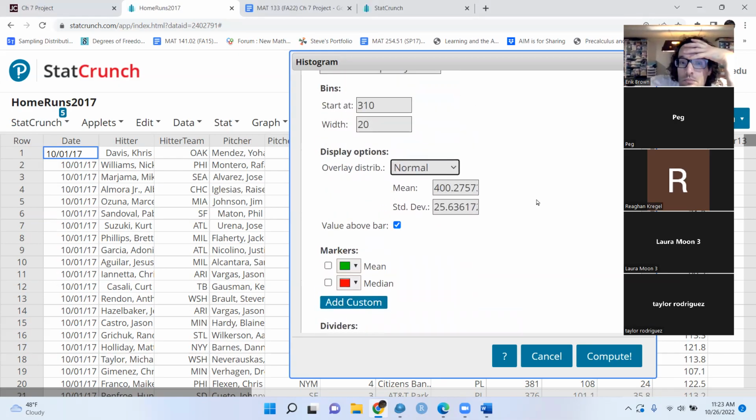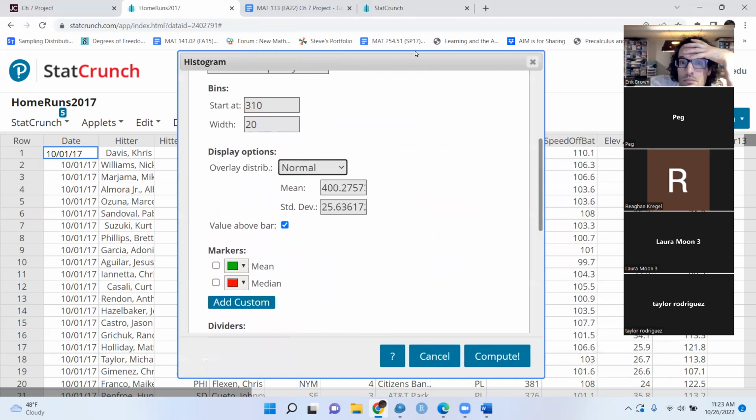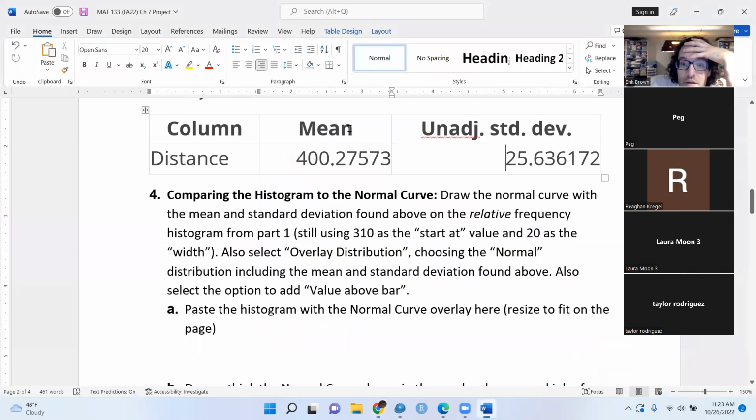Sorry, can you read those numbers again? Yeah, definitely. So for the mean, it's 400.27573. All right, I got both of them. You just pulled it up and I have a split screen. I'm ready.